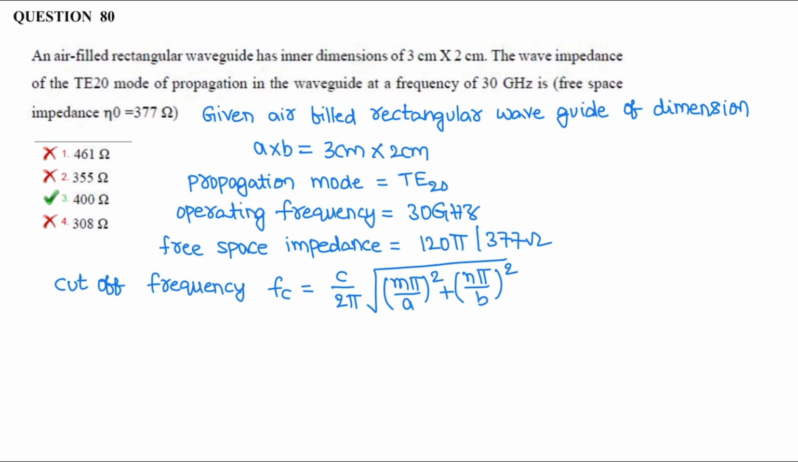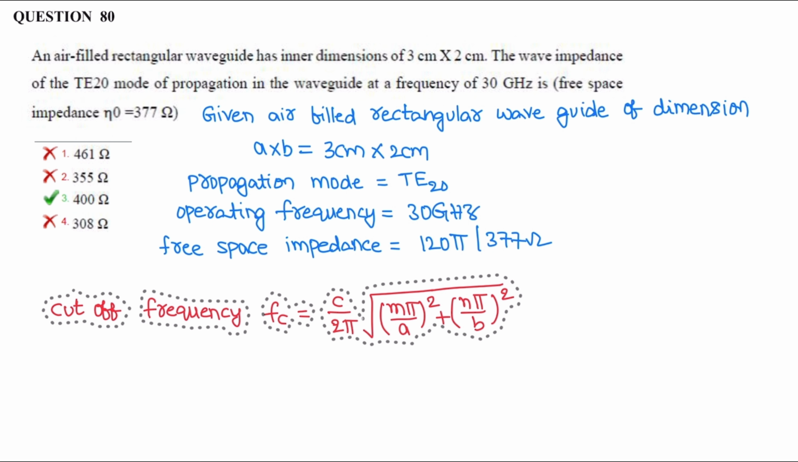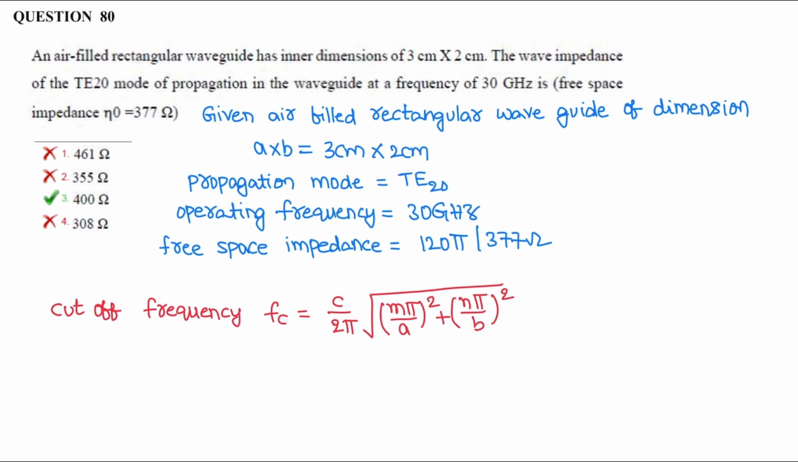The cutoff frequency Fc is equal to C by 2 pi square root of m pi by a whole square plus n pi by b whole square. Here given m value is 2 and n value is 0. From this cutoff frequency is C by 2 pi square root of 2 pi by a, a is 3 centimeter, 2 pi by a whole square. On substitution we will get cutoff frequency is 10 gigahertz. Now TE mode wave impedance.